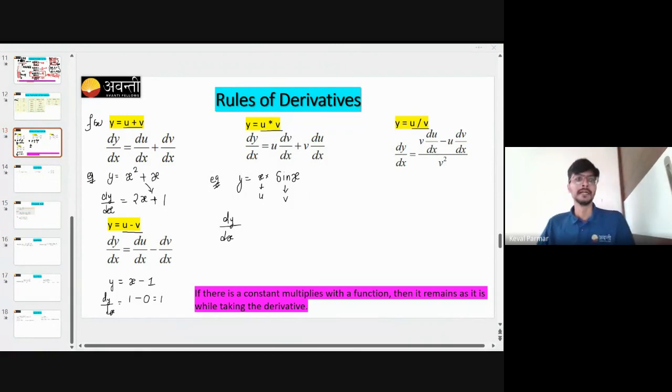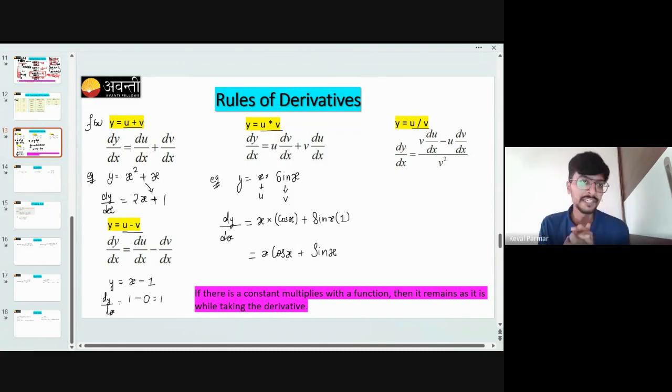Okay, very good. Chalo. So if I write dy by dx, we substitute this formula. u remains same, means x into derivative of sine x plus sine x into derivative of x. As you all know, the derivative of sine x is cos x, plus sine x into derivative of x. What is derivative of x? It is 1. So my final answer will be x cos x plus sine x. I hope this is clear.